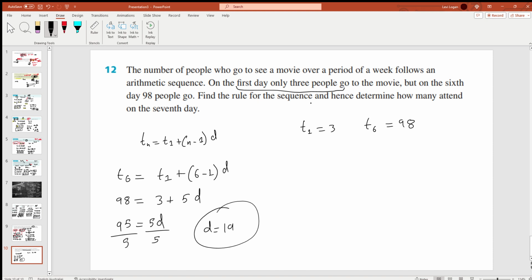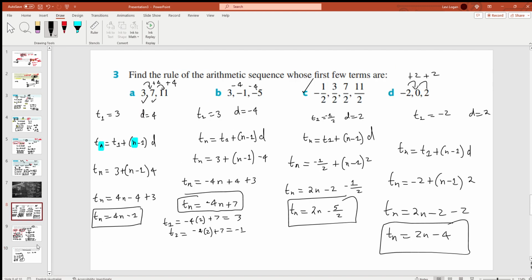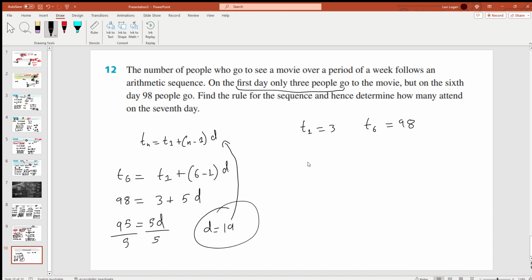Now we've got to ask for the general rule of the sequence. So we can plug that information in, and we're going to do pretty much what we did in this bit here, because we're finding that general rule. So we're going to have T of n equals our first term, which is 3, plus n minus 1 times by 19. So T of n equals 19n minus 19 plus 3. So T of n equals 19n minus 16. Okay. So if you want the 7th day, you sub in n equals 7.